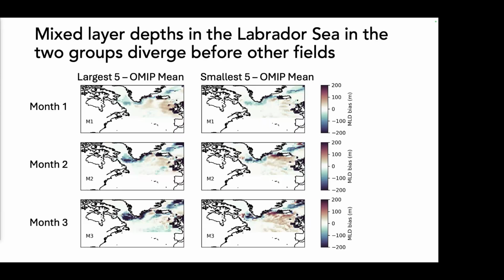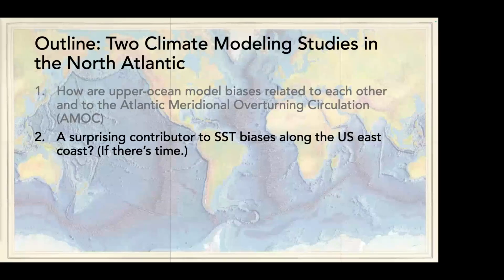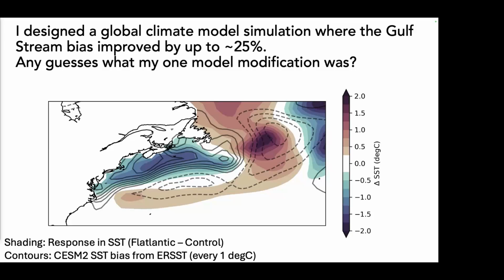Okay, for the last couple of minutes, I'm going to tell you about something else real quick, just 5 minutes, and then I'll take some questions. I actually designed a global climate model simulation that ended up fixing the Gulf Stream bias by up to 25%. This is still about ocean model biases, but a very different topic.